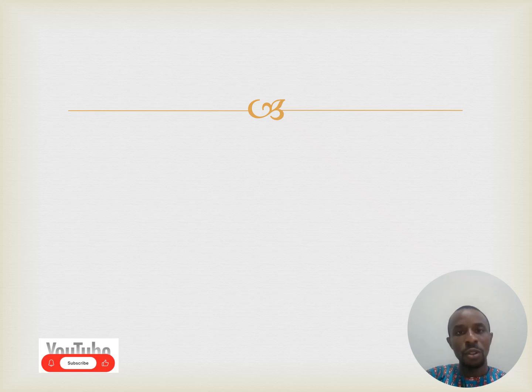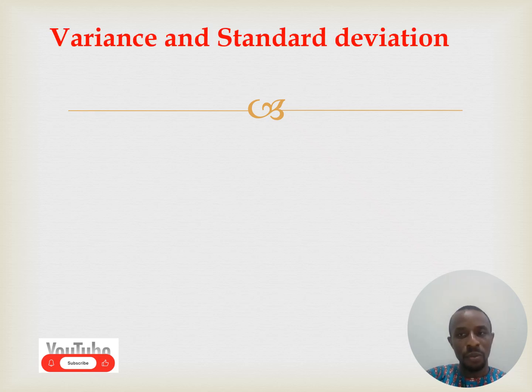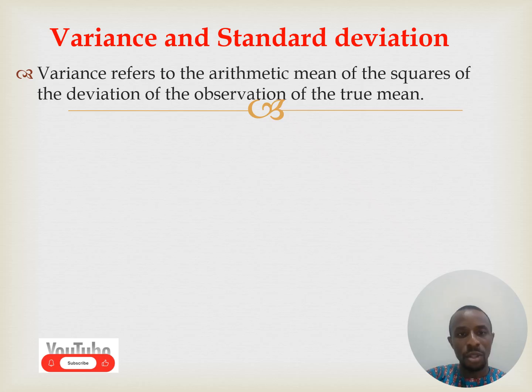Let's look at the remaining two measures of dispersion, variance and standard deviation. Variance is a step further, a step ahead of mean deviation. After you've gotten the summation of x minus x bar, whatever is the difference, you find the square of the summation of x minus x bar. So that's the arithmetic mean of the square of the deviation, while standard deviation is the square root of variance.